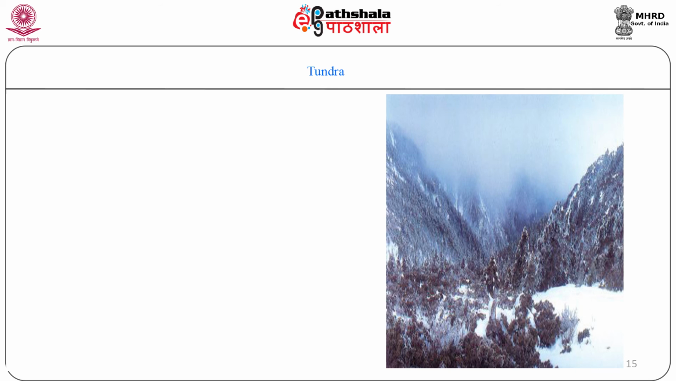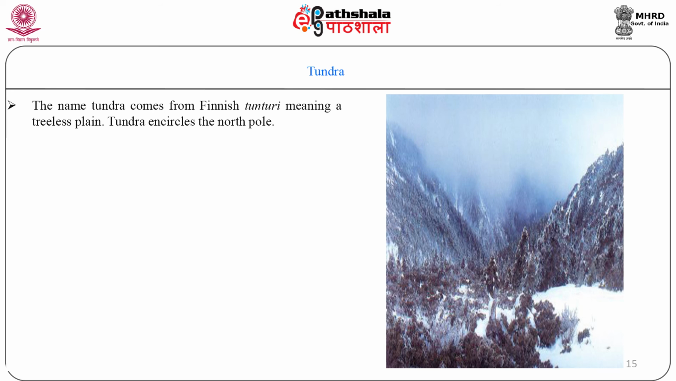Tundra. Low precipitation and cold temperatures define Arctic tundras. The name tundra comes from the Finnish tunturi, meaning a treeless plain. Tundra encircles the North Pole. The Arctic tundra extends beyond the tree line at the far north of the northern hemisphere.